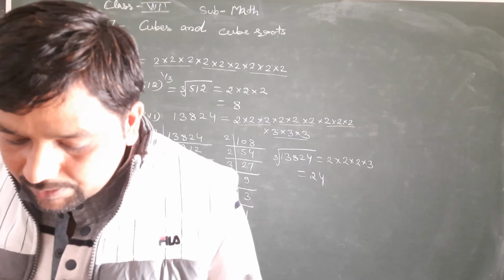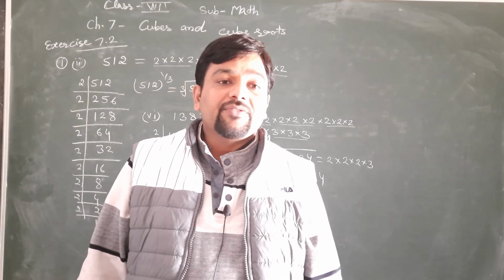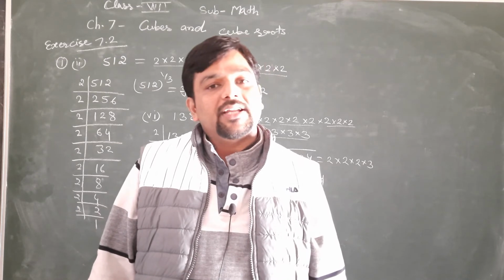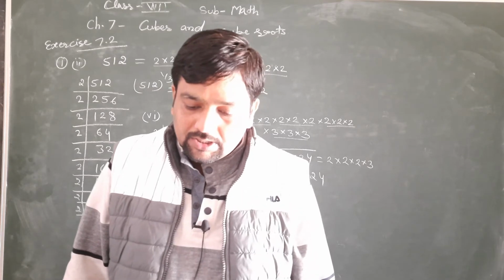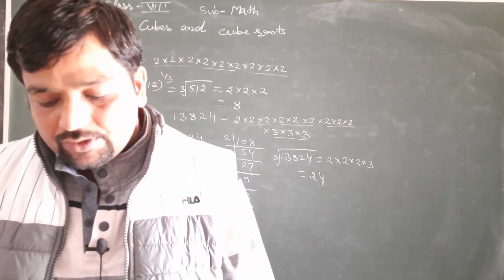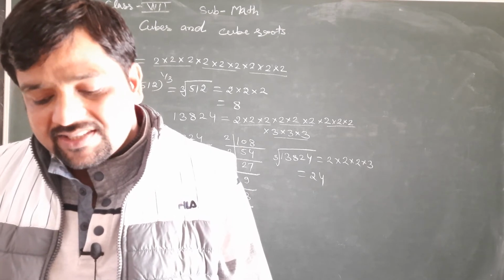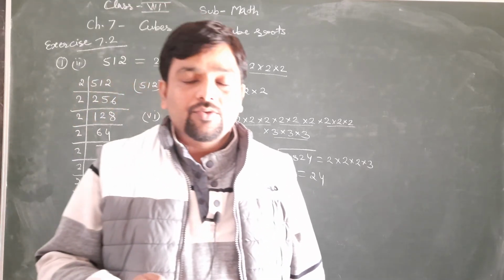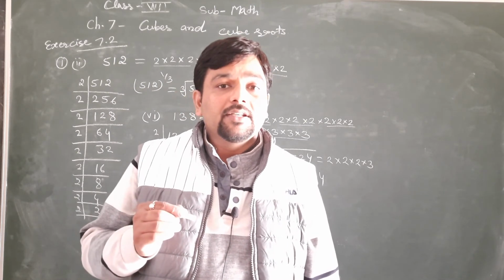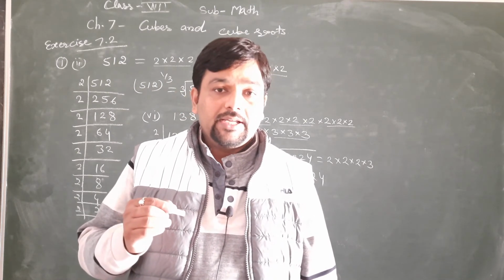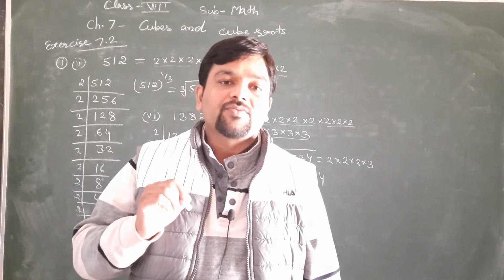A perfect cube does not end with two zeros. Yeah, if a perfect cube is there, it does not end with two zeros, it ends with three zeros. So it's a true statement. So in this way you solve or read these statements, and whether it's true or false, you write the right answer. Like if any statement is false, then you write why it's false.